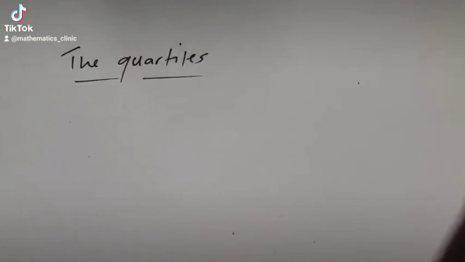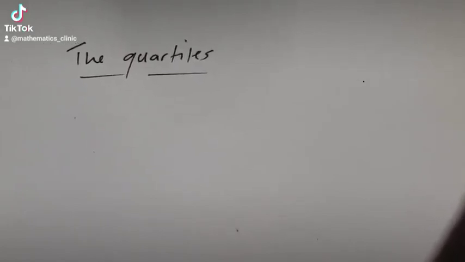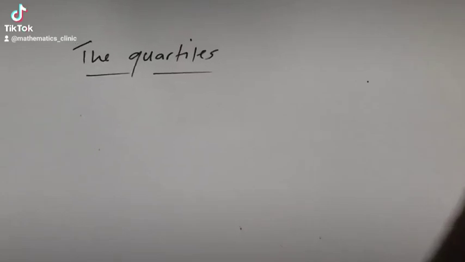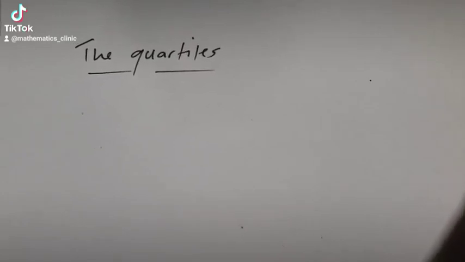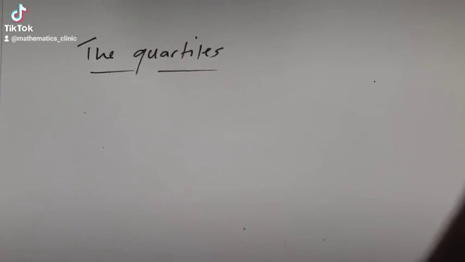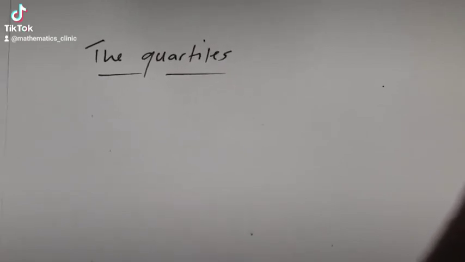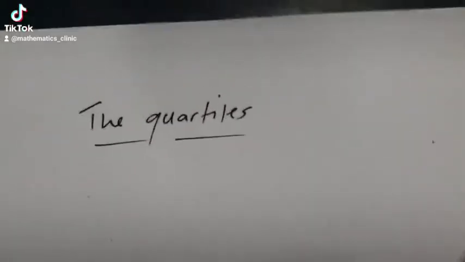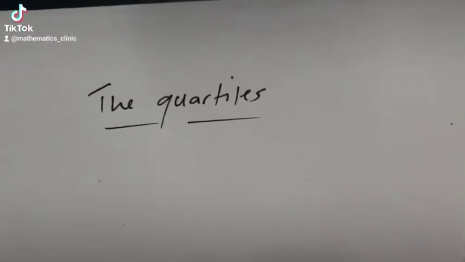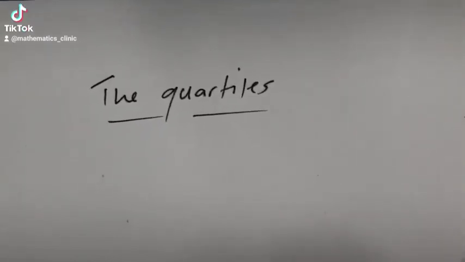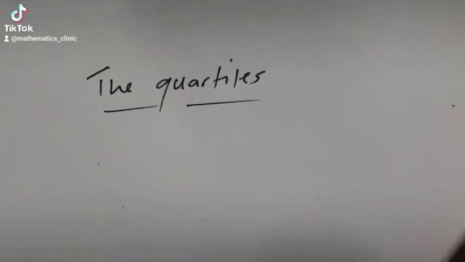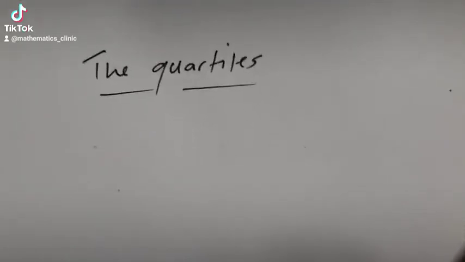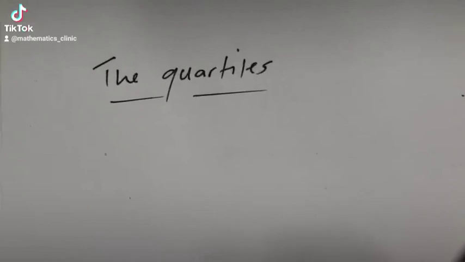Now we're going to look at the quartiles. Quartiles divide the ordered data set into 4 equal parts, or 4 equal quarters. So when we talk about quartiles, it divides the ordered data set into 4 equal parts. So we get to look at that.